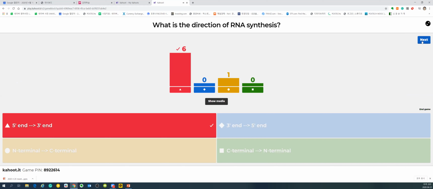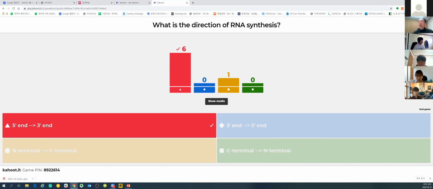Okay. Now RNA synthesis is from N-terminal to C-terminal. Who gave that answer? Let's check. I did. I misclicked the button. Misclick. Yes, okay, sorry. Okay, for DNA synthesis and RNA synthesis, the synthesis direction is the same, from 5' to 3'. Okay, move on.